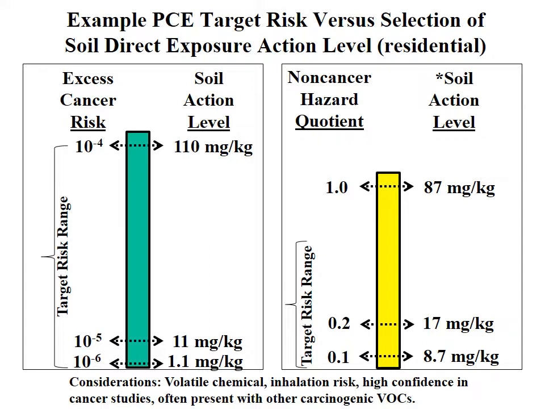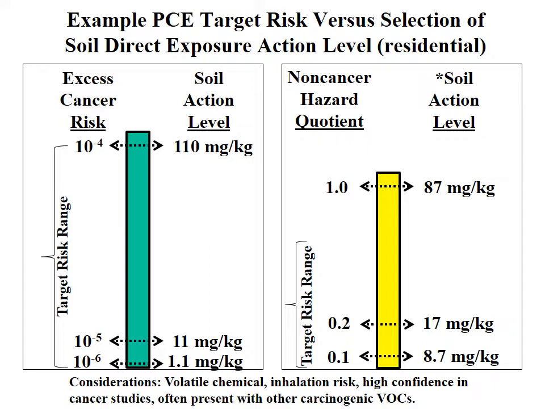Let's look at the non-cancer hazard quotient, or soil action levels associated with non-cancer risk. In this case, the maximum that we would ever want to use is a non-cancer hazard quotient of 1. For PCE in residential soil, this equates to a concentration of 87 milligrams per kilogram. So we're already lower than the maximum allowable action level for cancer risk, 10 to the minus 4, at 110. At a target hazard quotient of 0.1, it would be 1/10 of this, so our action level would be 8.7 milligrams per kilogram.